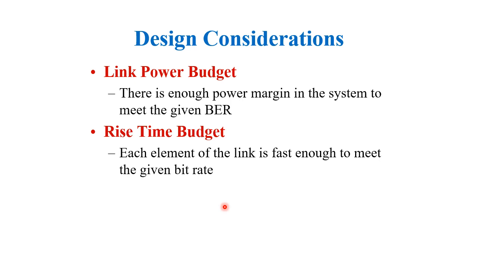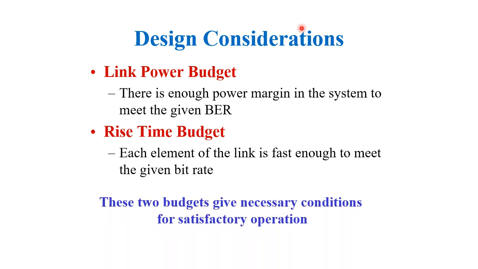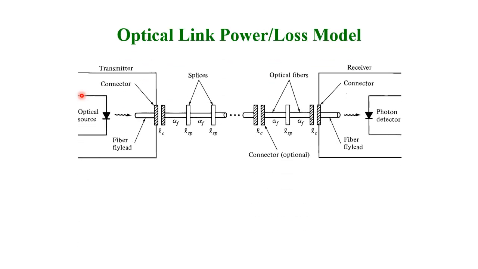So based upon this one, we can find out what the link power budget and the rise time budget are. Based upon this, we can come to a conclusion about what the considerations should be. So these two budgets give necessary conditions for a satisfactory optical link power or loss model.